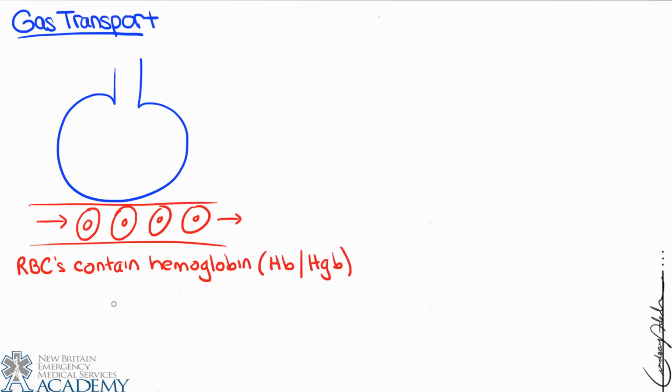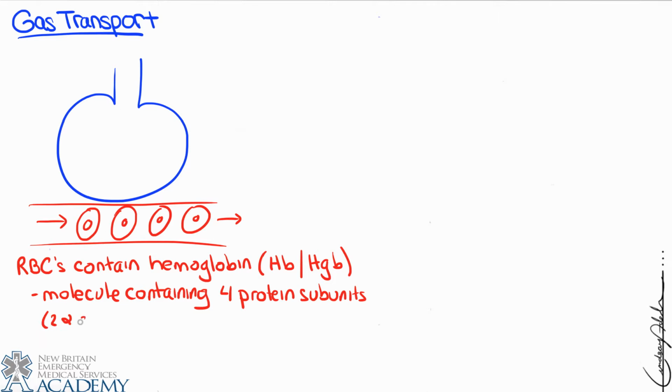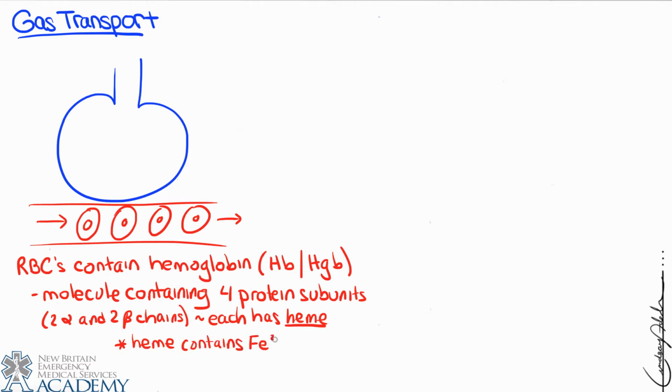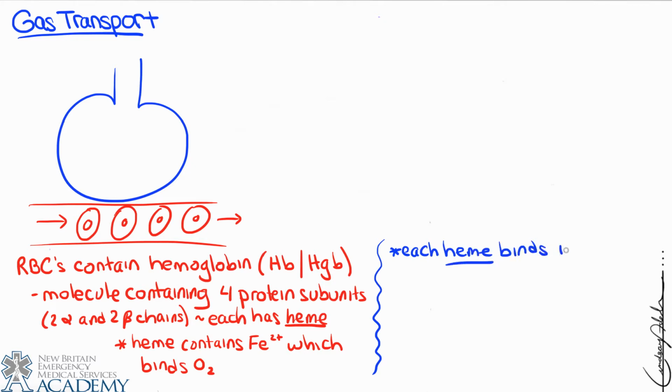So red blood cells contain hemoglobin, and hemoglobin is abbreviated HB and HGB, different in different books, so I'm just going to write both of them, and for clarity I'll use HGB in this video, but they're largely interchangeable. So hemoglobin is a molecule that contains 4 protein subunits. And in normal adult hemoglobin, we have 2 alpha chains and 2 beta chains. And each chain has a heme group, and heme contains iron, which basically is what binds the oxygen. Each heme is able to bind 1 oxygen molecule, and there are 4 hemes per hemoglobin molecule. So 1 hemoglobin molecule can bind 4 oxygen molecules.